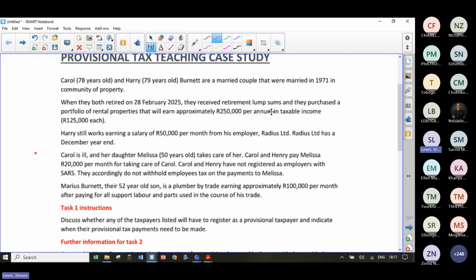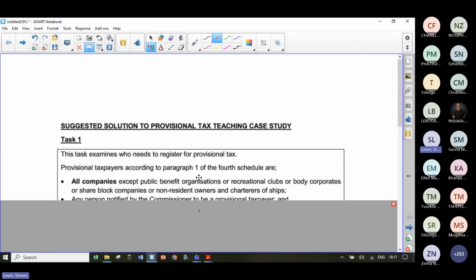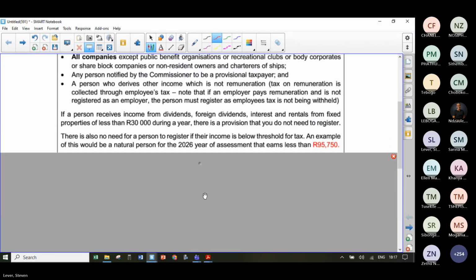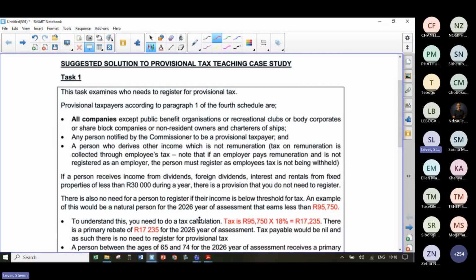And that's what this section deals with. So before we actually have a look at whether someone needs to register as a provisional taxpayer, what I've done as part of the case studies, I've given you a little bit of a theoretical background. So let's just discuss when you need to register as a provisional taxpayer. Let me do the theory with you first, and then we'll practically apply it to the question.